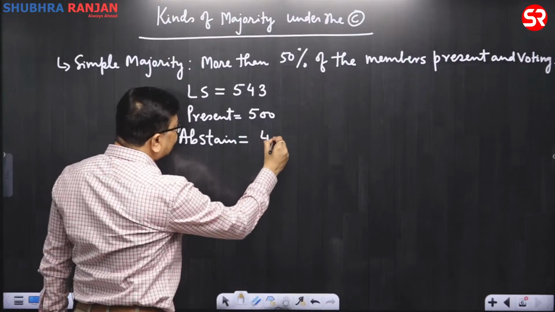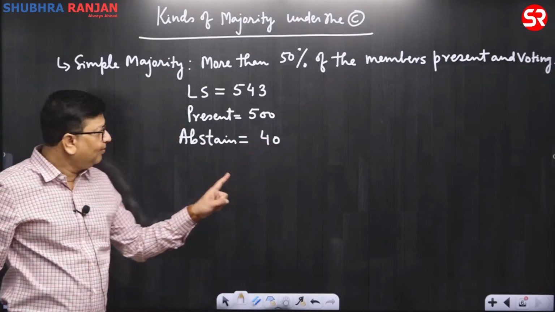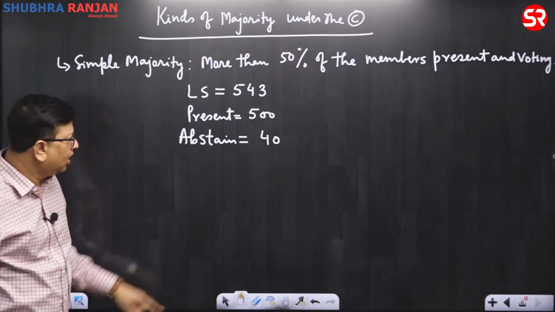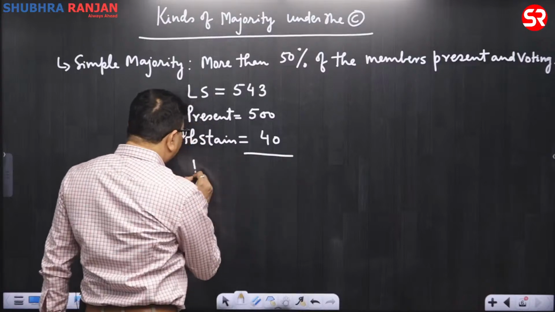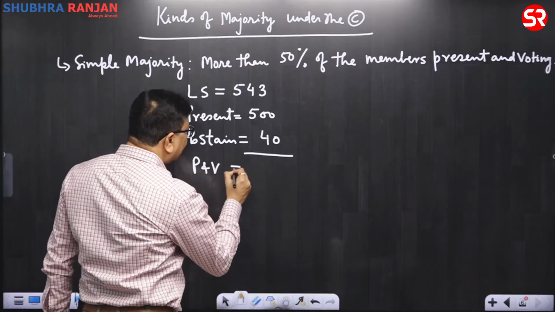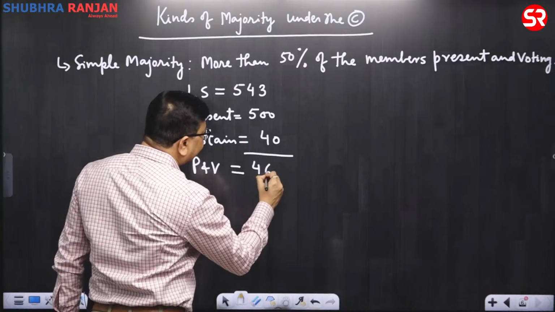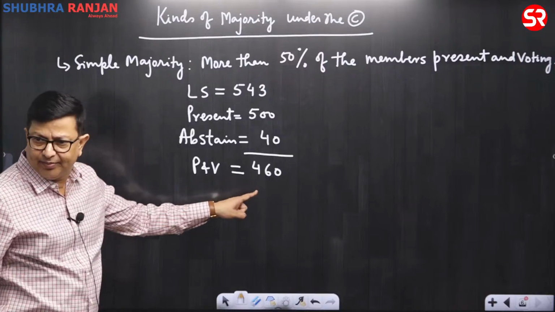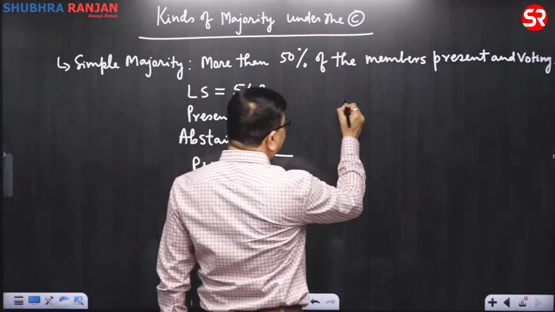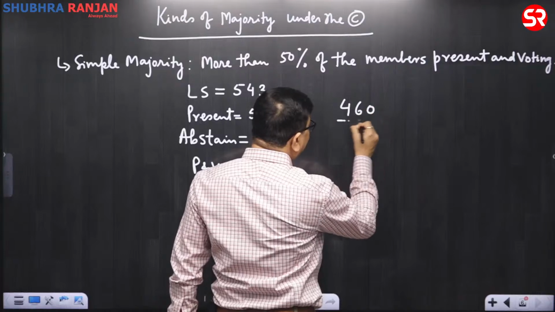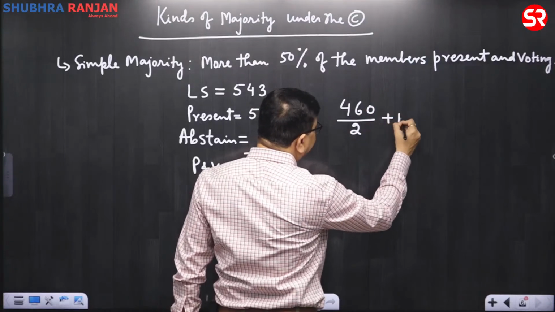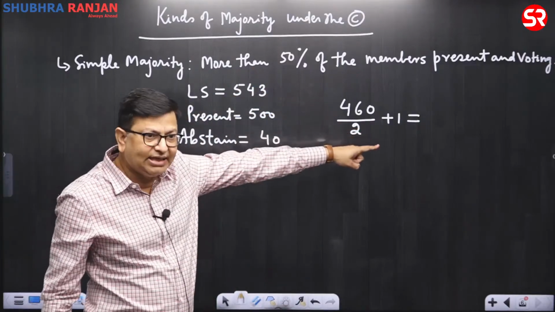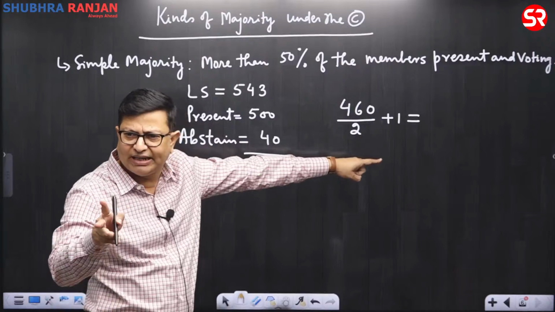Suppose 40 members abstain out of 500. Abstain means you are present in the house but you are not taking part in the voting. So here present and voting will be 460. So the simple majority here will be 460 divided by 2 plus 1. It is more than 50%. That is why plus 1 is there. Otherwise, it will be a tie.